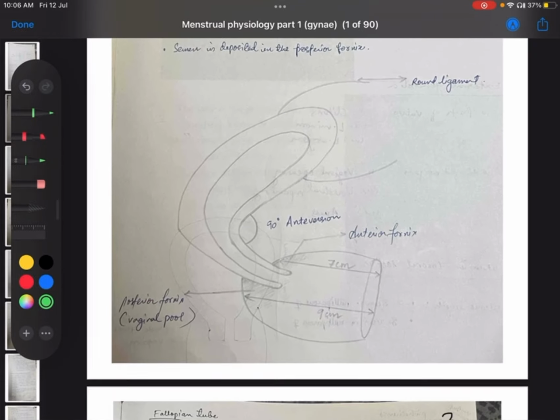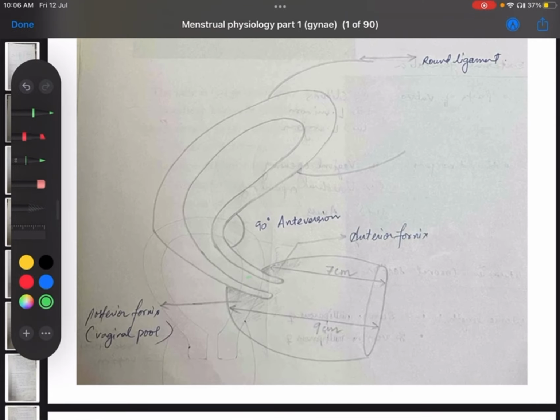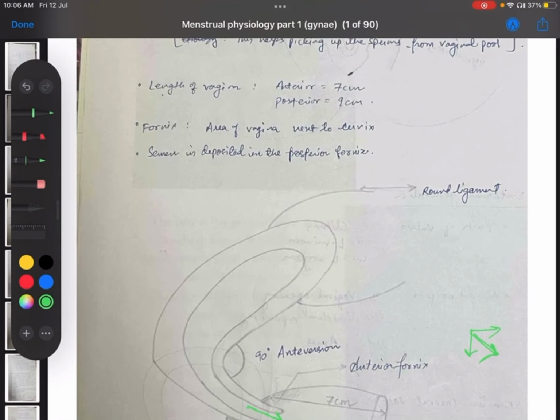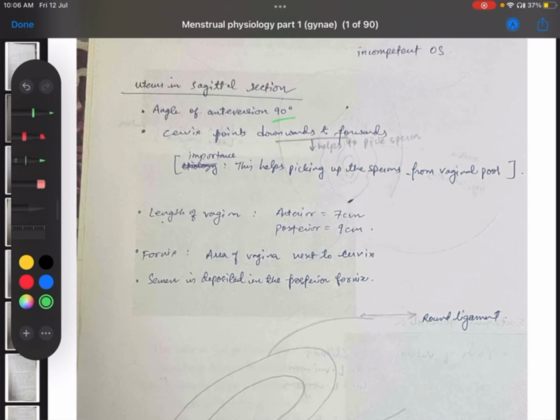let's understand this. See, the cervix is downward and forward. Downward means this one, and forward means this one. So downward and forward means this part. What is the significance of downward and forward? It helps in collecting the sperms. So the cervix points downward and forward, which helps to pick up the sperms from the vaginal pool.